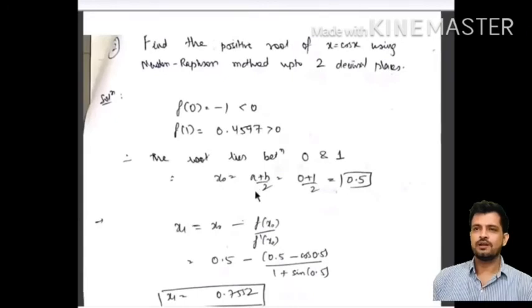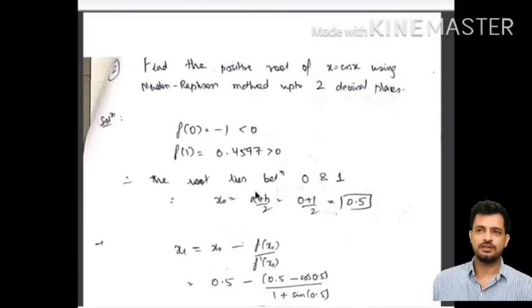Similarly, one more numerical I have solved here. We have to find the positive root of x is equal to cos x using Newton-Raphson method up to 2 decimal places. See, here it is given, we have to find up to 2 decimal places. So we have to stop when 2 decimal places after the decimal point become the same in 2 consecutive approximations. Here also the initial value is not given, so we have to first of all find x0 with the help of the first step of bisection method.